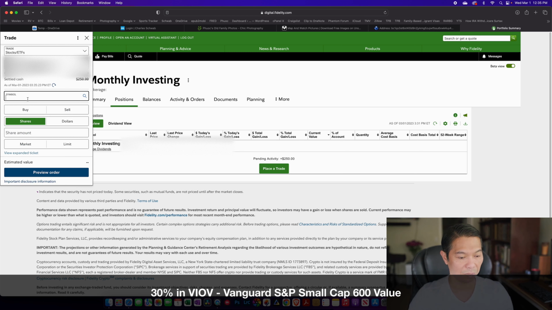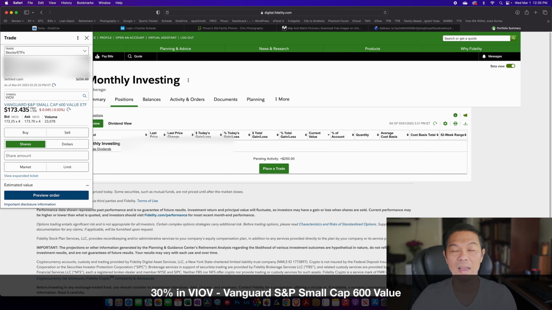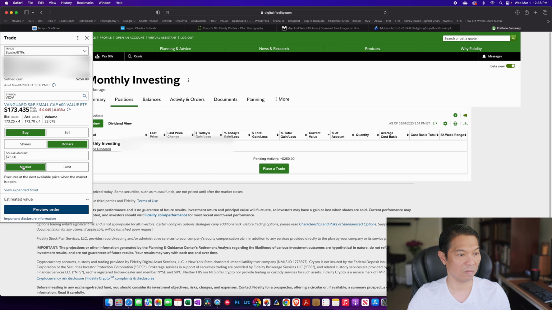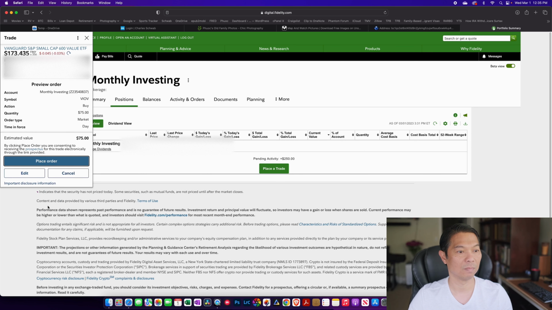Let's go ahead and buy the 30% of small cap value. For that, I'm going to use VIOV, which is a Vanguard small cap 600 value ETF. This is different from their VBR, which is also another small cap value ETF from Vanguard. I just prefer to use VIOV. So it's 30% of this. We're going to buy dollars, $75, market value, and place the order.